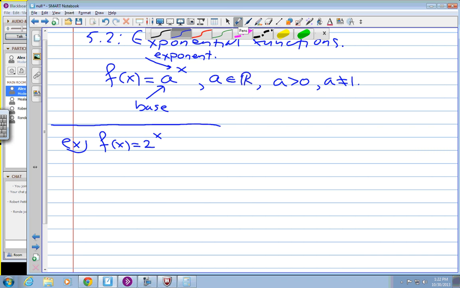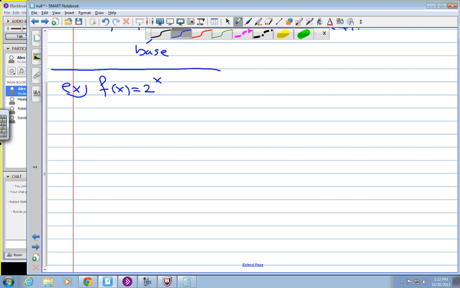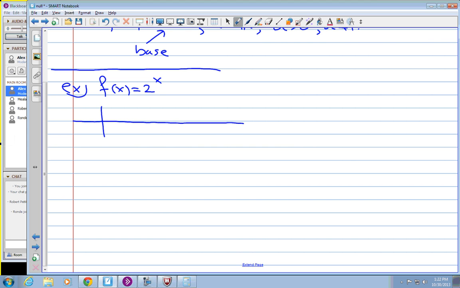But let's try to graph this thing. Every time we're just starting new functions, the only thing we can do is make a little table of values, come up with a bunch of points, plot them and see what that gives me. I'm going to take a few negative numbers, 0, and a few positive numbers.